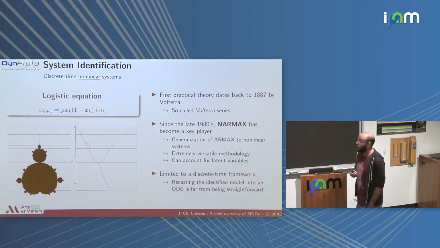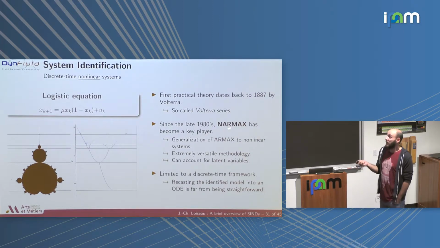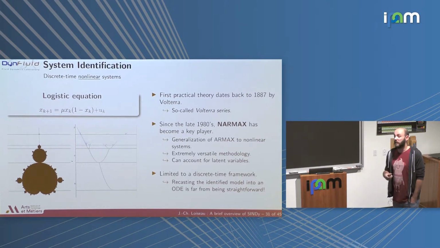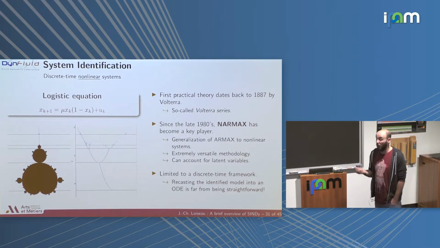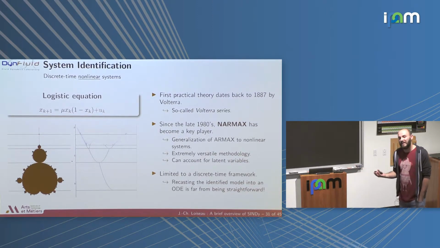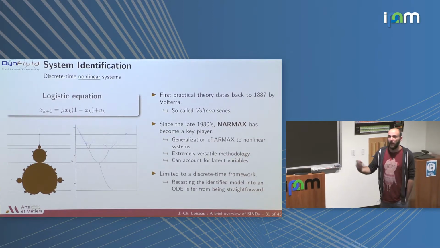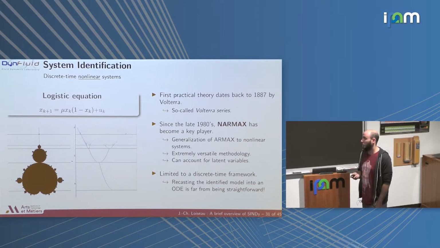But that was not very practical, and since the late 80s, NARMAX, so nonlinear autoregressive moving average with exogenous input, has become one of the standard tools you can use for discrete time nonlinear system identification. It's really just a generalization of ARMAX, which is a fairly standard linear time invariant model for time series analysis. It's extremely versatile, and one of the nice things is it can actually account for latent variables through time delay embedding, among other things.